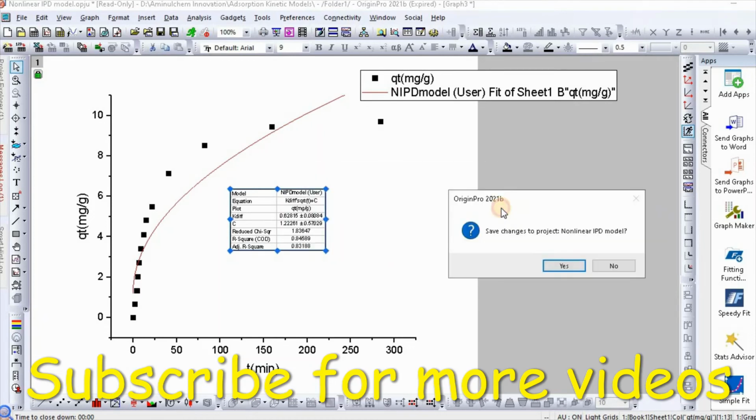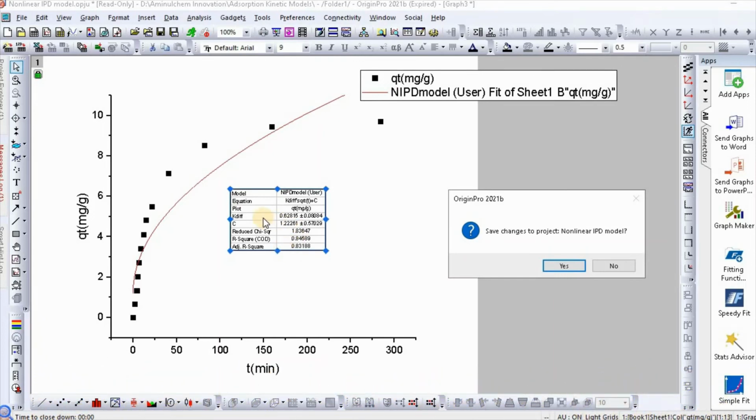And after some modification, you can easily make it publication quality. So our parameters are: k diffusion is this, c is equal to this, and reduced chi square is equal to this, and R square is equal to 0.845, and adjusted R square is this. So this is how we can fit the nonlinear intraparticle diffusion model using OriginPro.